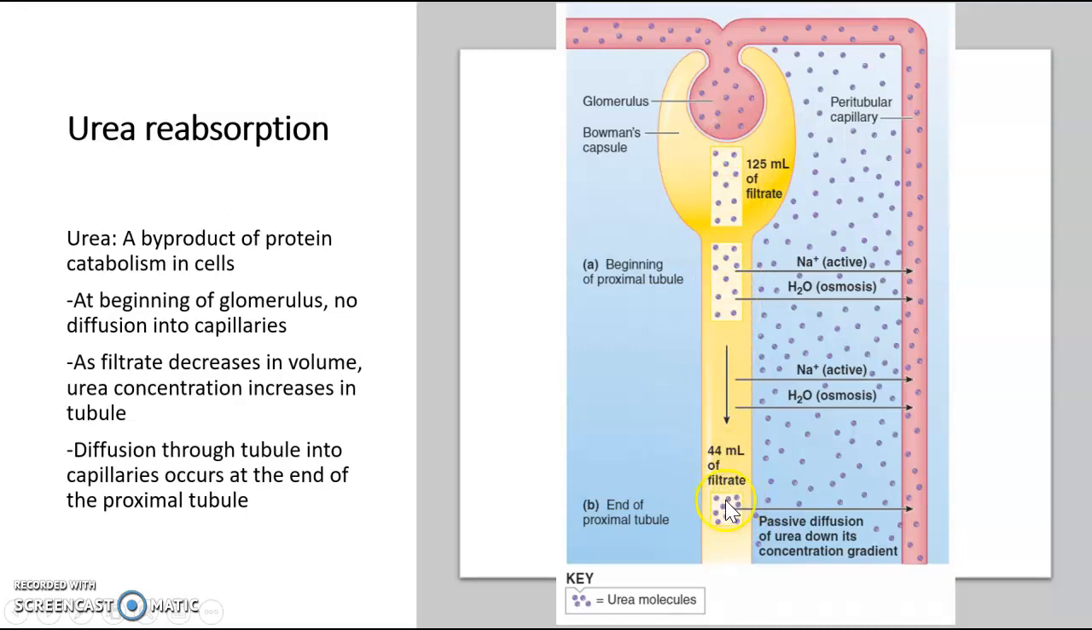It'll actually be passively diffused down its concentration gradient, since it's slightly charged and can move across these membranes and back into the capillaries. In the proximal tubule, about 50% of urea will be passed back into the blood vessels, but some will be lost as urine, which gives urine its characteristic smell of ammonia. That's actually urea.